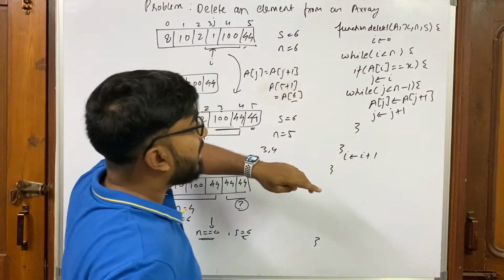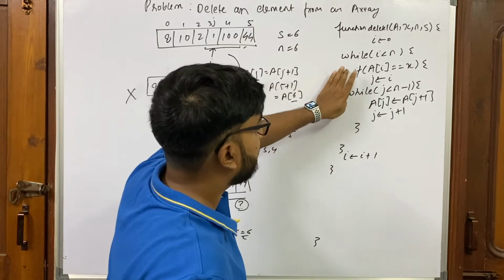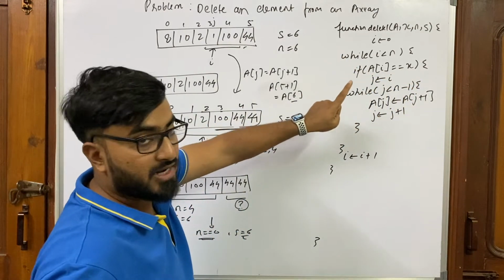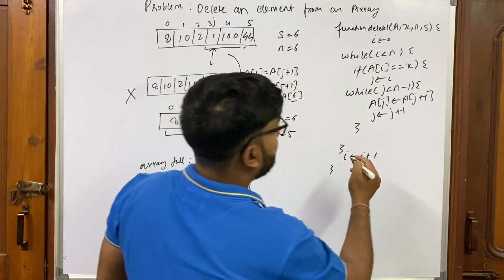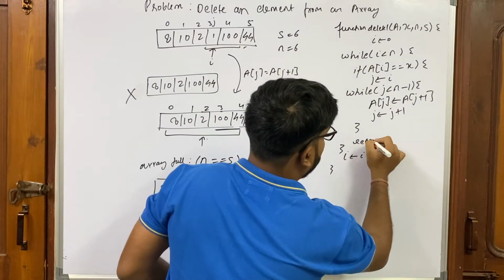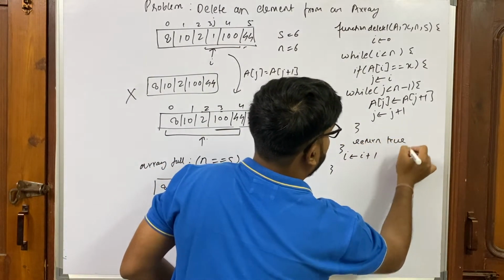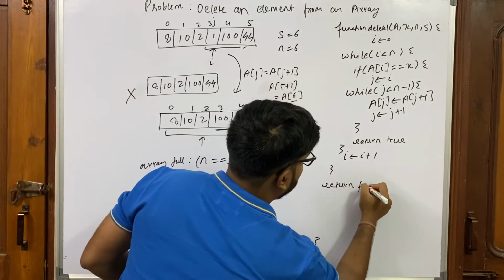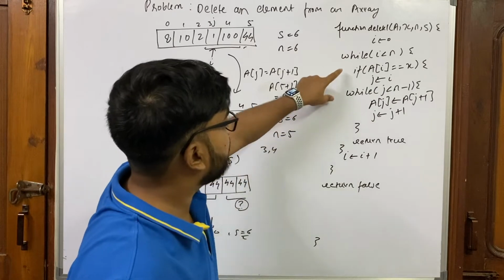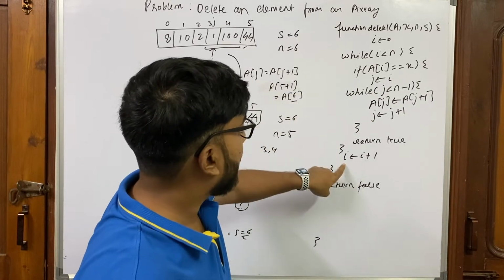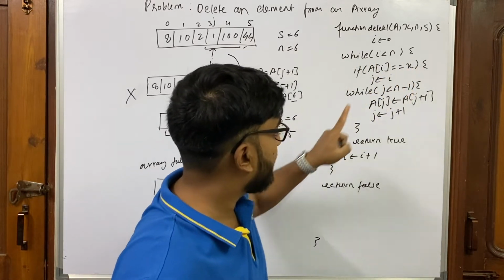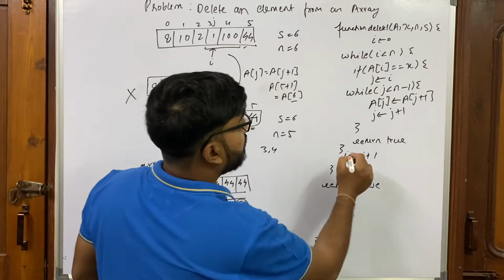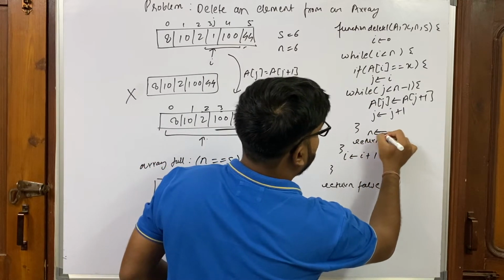And since we know here, if this condition is true, that an element is deleted, we return true to indicate an element has been deleted. Else we return false. Because if this condition is never true, the i iterates over the entire array and you finally return false. And you can do n is equal to n minus 1 here.